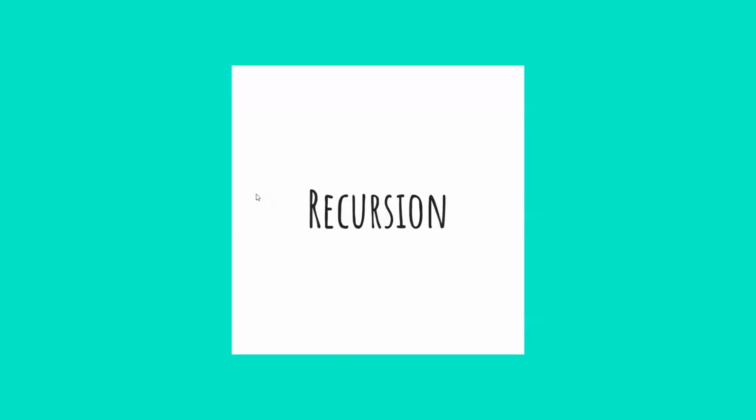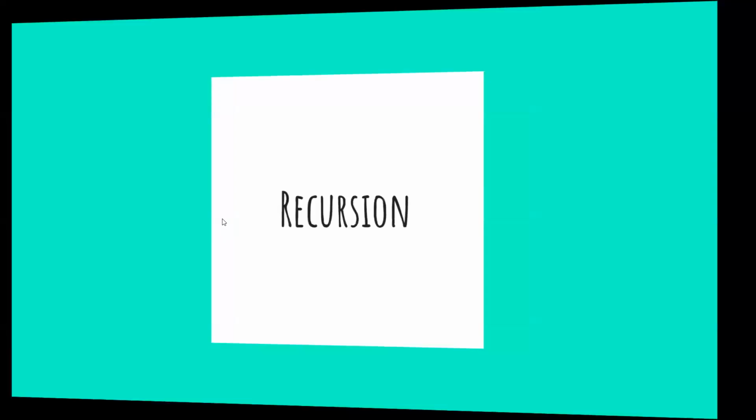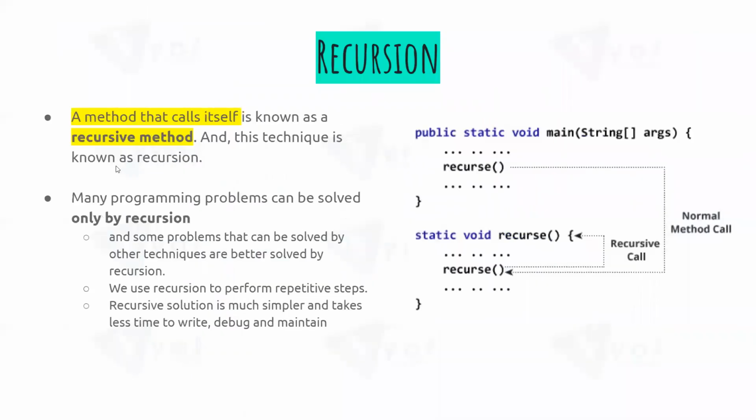Recursion. Recursion is the process in which a method calls itself, right? So when a method calls itself, this is known as a recursive method. So in this case, what you do is that you call the recursive method, and then inside the recursive method, it's going to call itself within the body of that method.